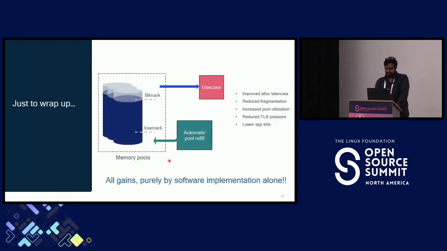So just to wrap up, all of this is implemented by software alone. There's no improvement or maturity in the hardware. You get these gains purely from software, and it helps reduce your allocation latencies by a lot. It reduces app kills, reduces TLB pressure, decreases fragmentation, and increases pool utilization. So you have a lot of gains for minimal cost, and since you have shrinkers and everything, it takes care of giving back memory to the system. It's good to see that such a feature can reduce latency by a lot, as you see in the graph, without any hardware maturity.